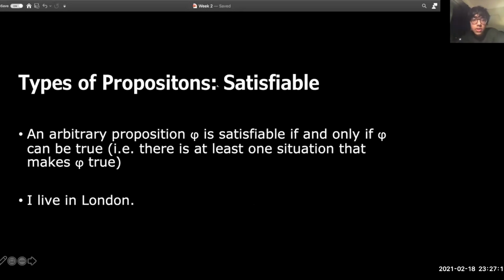Types of propositions: satisfiable. An arbitrary proposition phi is satisfiable if and only if phi can be true. That means that there is at least one situation that makes phi true. I live in London. That can be possible. It's not always true. It's not always false. It can be possible, and that makes a proposition satisfiable.